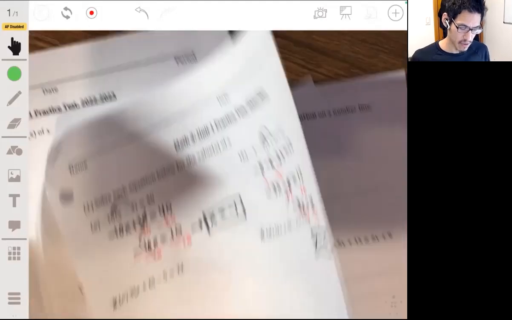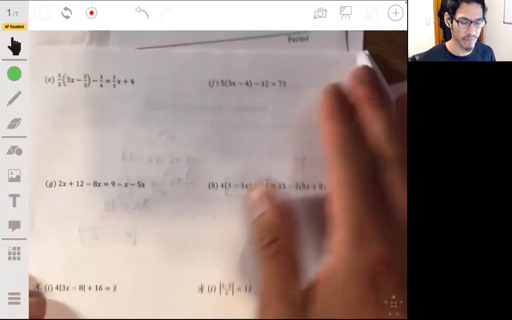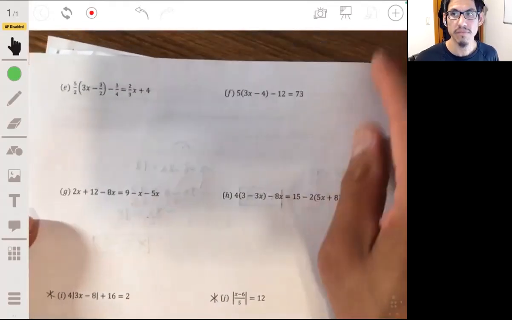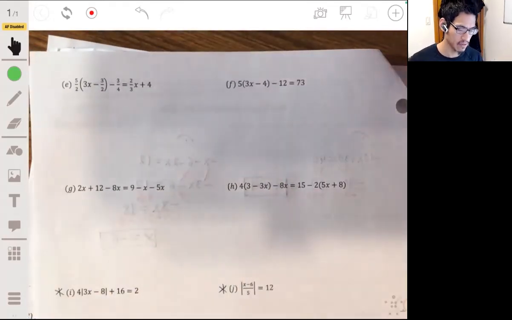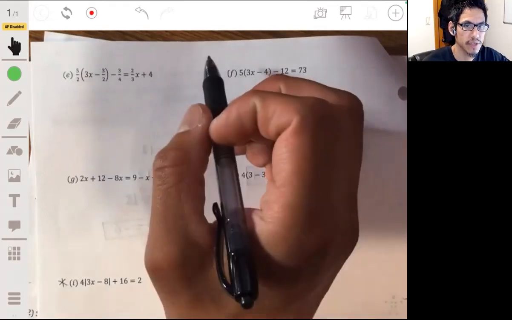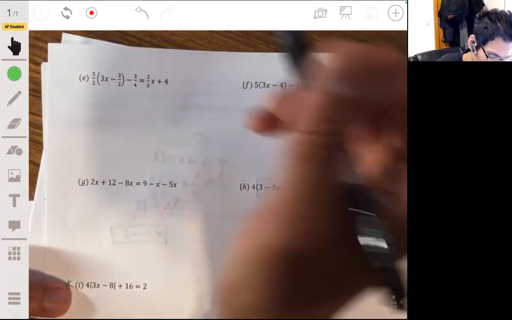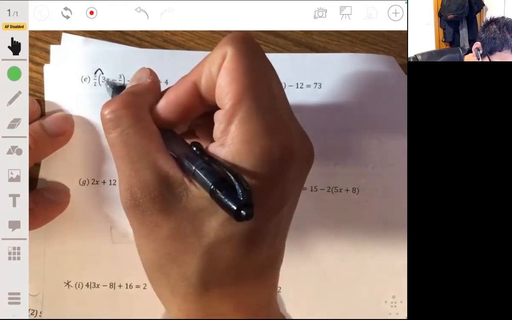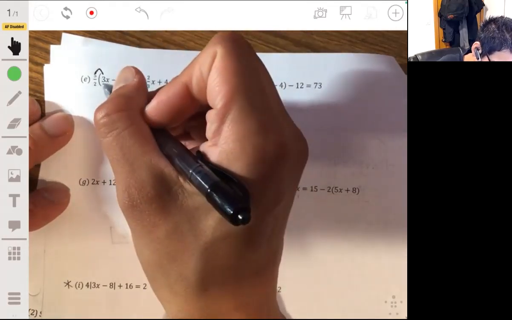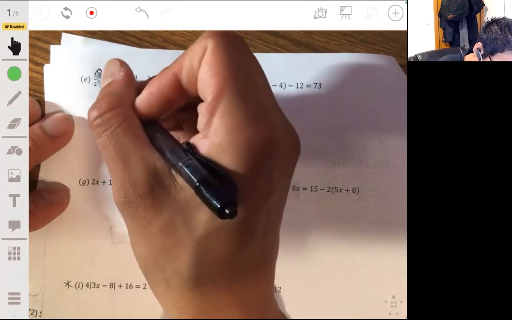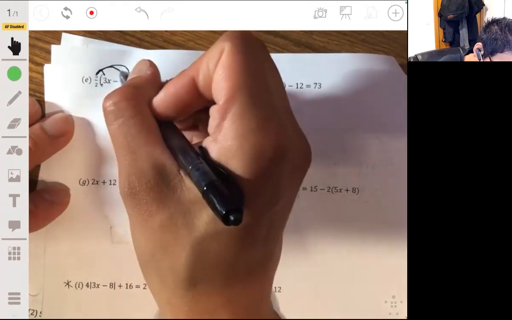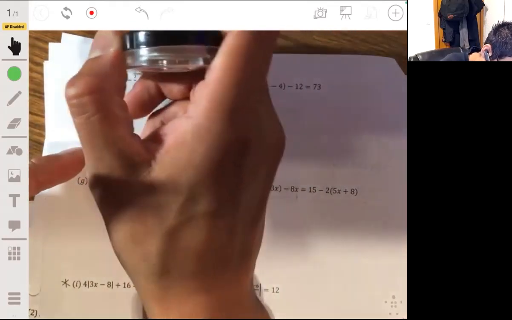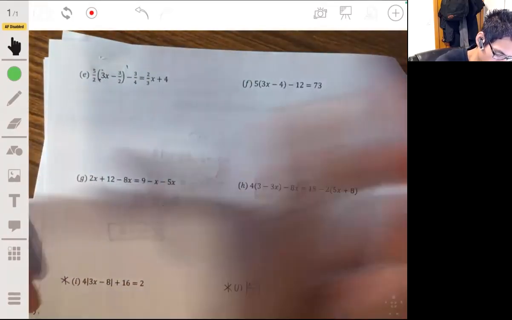Moving on. All right. Fun stuff. Okay. Finally, we have something that we've got to think about. It's 5 halves. We're going to distribute it to both the 3x and the -3 halves. Let me do this again.